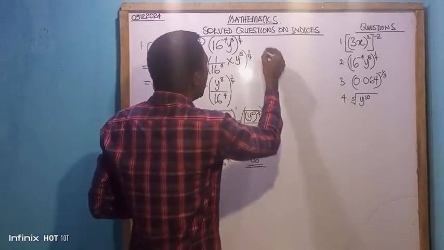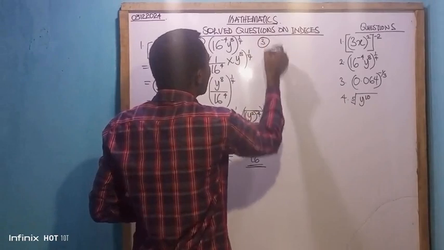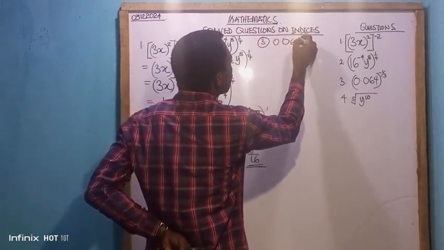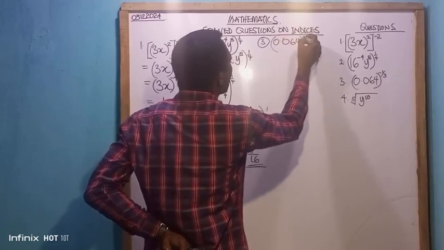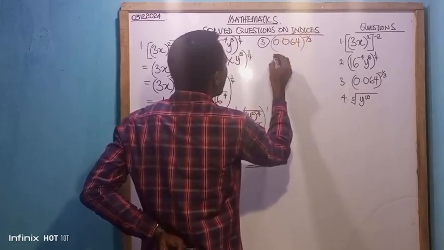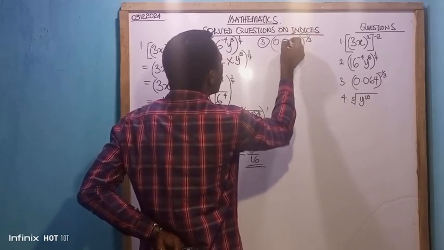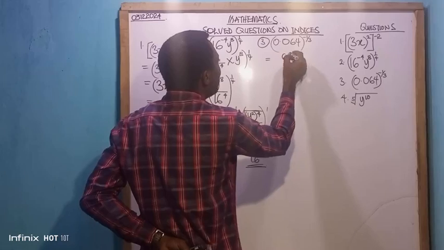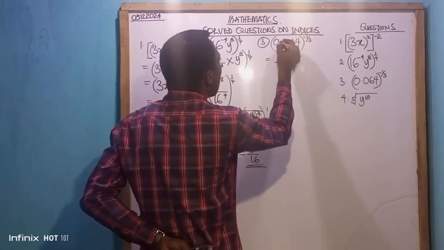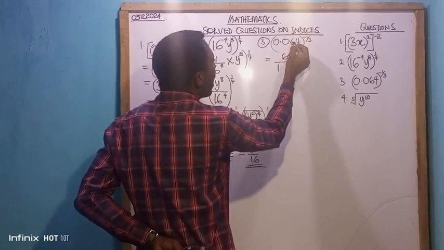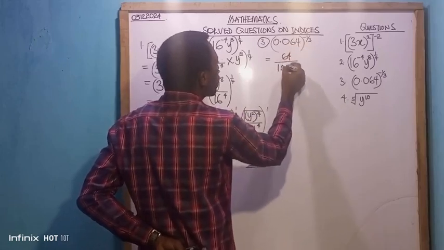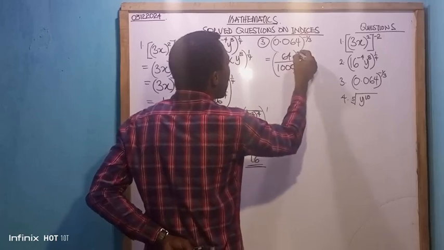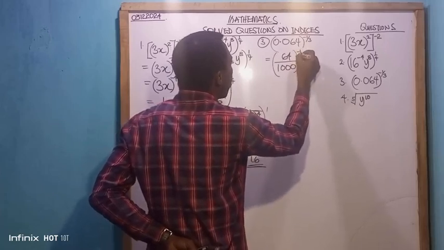Let's move down to number 3 very fast. That will be very fast. Then we have 0.064 all into the power of minus 1 over 3. So what do we have? In a question like this, you bring out the real number. The real number there is 64 over 1000, because the point has 3 digits. Then you bracket it, raised to power minus 1 over 3.